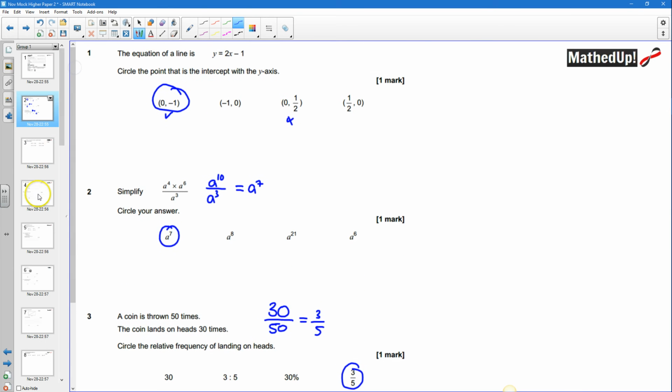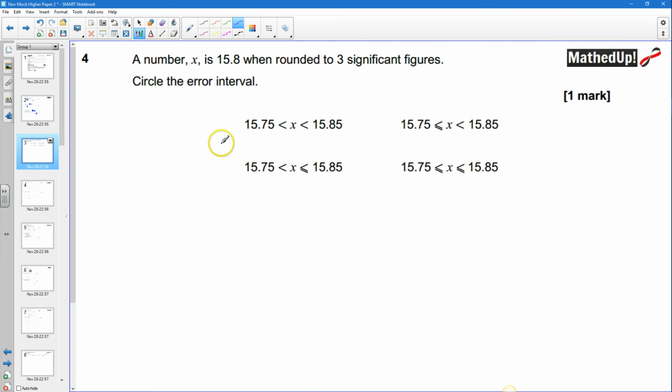Okay, moving on to question 4. A number x is 15.8 when rounded to 3 significant figures. We want to circle the error interval. So when it's been rounded to 3 significant figures, it's going to be 15.8. So that means it's got to be between 15.75 and 15.85. So all of these show that.